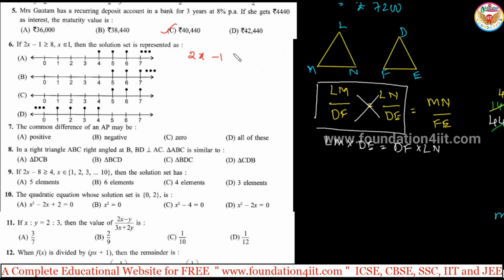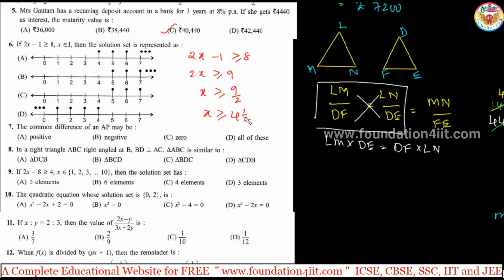2x minus 1 is greater than or equal to 8. So 2x is greater than or equal to 9, taking the minus 1 to the right side. x is greater than or equal to 9 divided by 2, so x is greater than or equal to 4 and a half. The x value is greater than 4 and a half, and only integers count. After 4 and a half, the next is 5, 6, and so on: 5, 6, 7 and so on. So it's B.